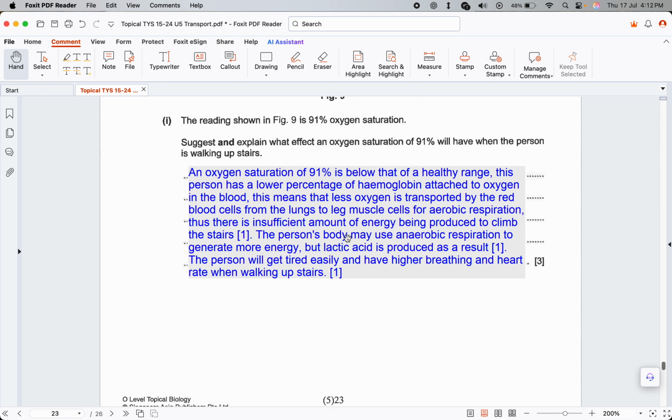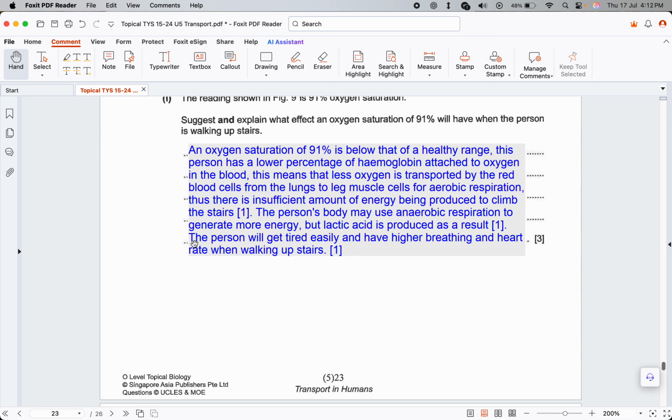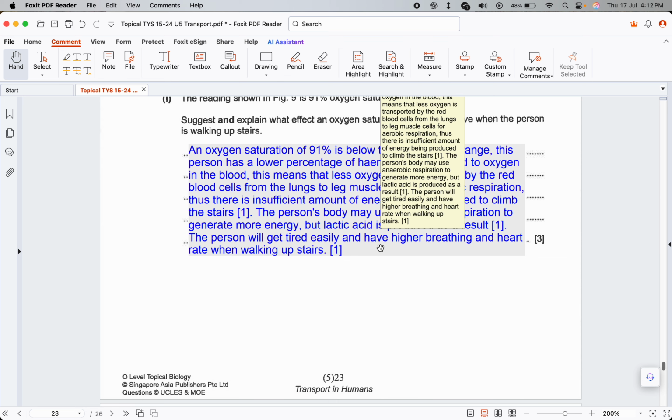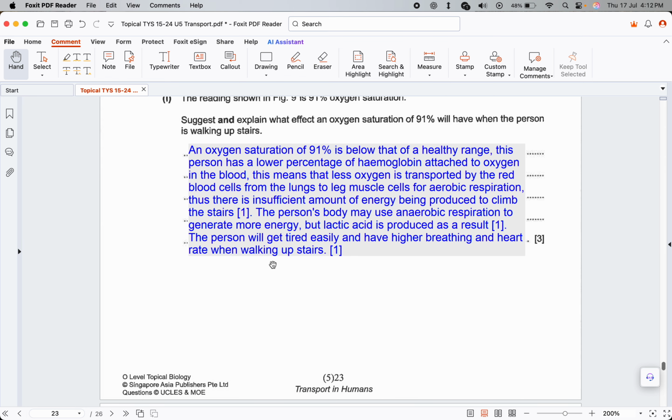The person may need to use anaerobic respiration in order to generate more energy, but lactic acid is produced as a result. Okay, so having too much lactic acid in the body is not good because it incurs that oxygen debt. And then the person will get tired easily and have a higher breathing and heart rate when walking up the stairs.